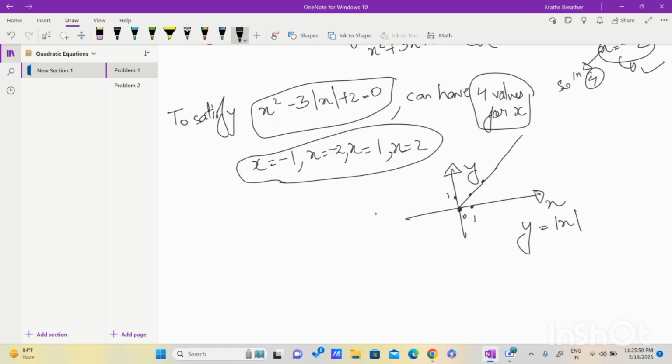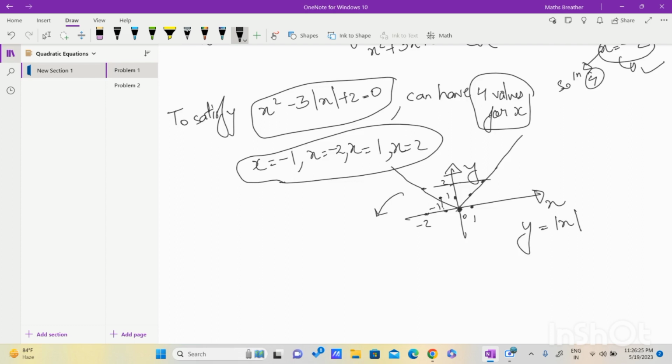And when your number gets negative, say you put negative 1, it gives you positive 1 itself again by making that number positive. You put minus 2, it gives you plus 2. So it looks like a V shape.